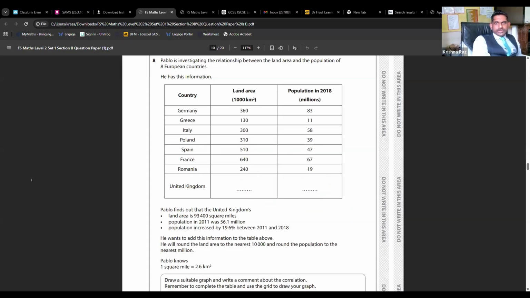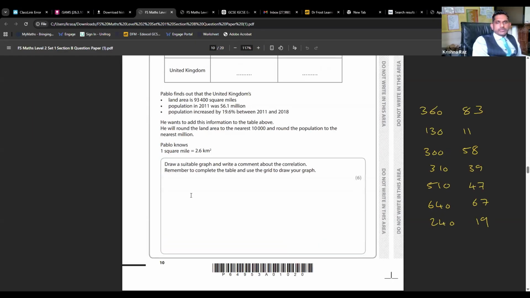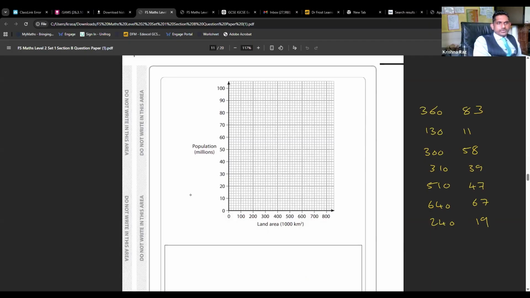So draw a suitable graph. We're just going to plot these values on the graph below. The 368, 3, 130, 300. Just writing these down. So 316.83. So that is somewhere like this. We've got 130 and 11. We've got 58 and 300. I'm not doing it with that much care. 310 and 39. 510 and 47. 640 and 67. 240 and 19.